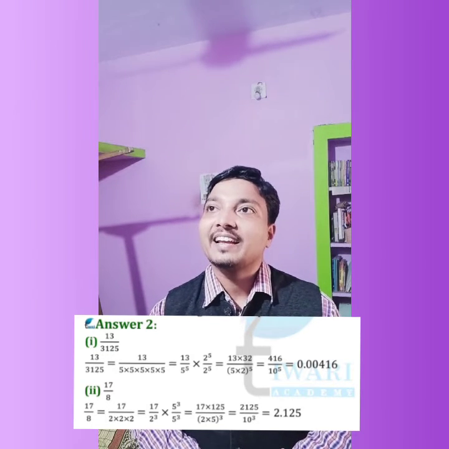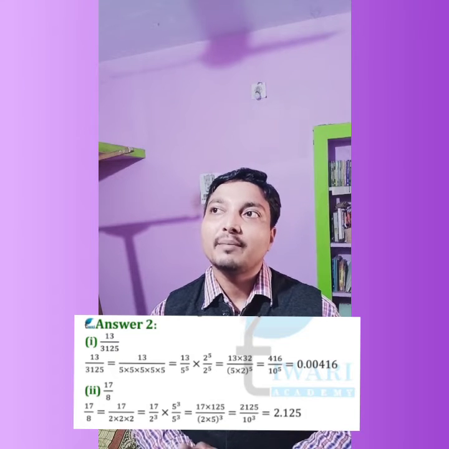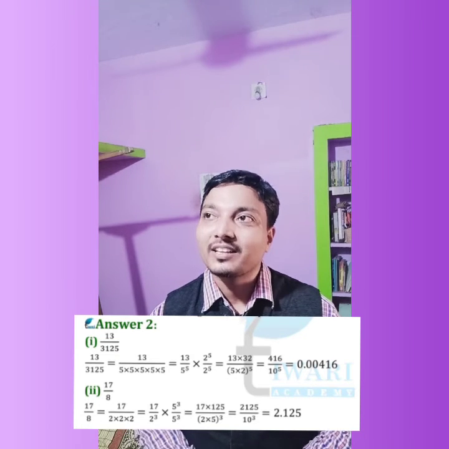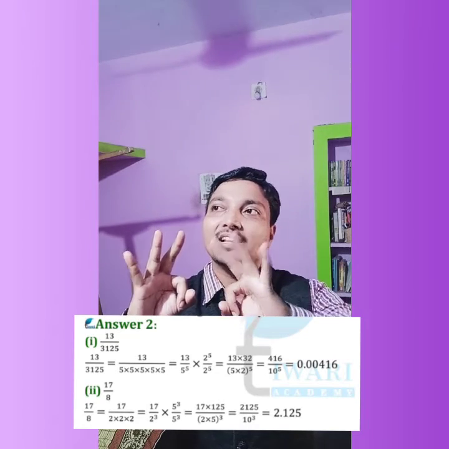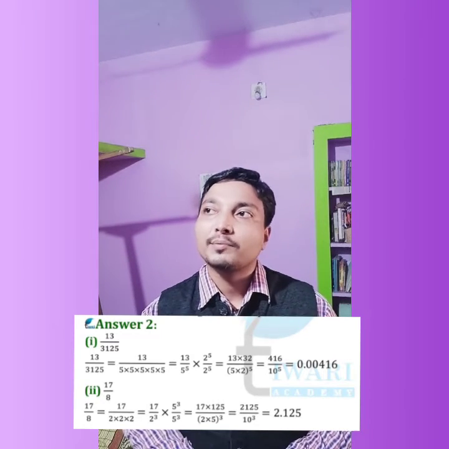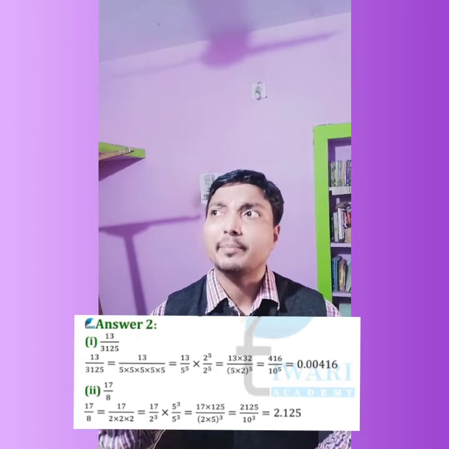Ready? And the next question is 17 divided by 8, which is equal to 17 divided by 2³. See the denominator. In the denominator, the highest power of 2 is 3, and no 5 is there. So we will multiply 5 in 3 numbers. So here 2 is in 3 numbers, but no 5. So in the denominator we will multiply 5 three times, and in the numerator also we will multiply 5 three times.